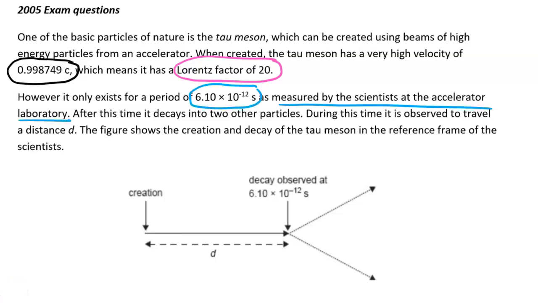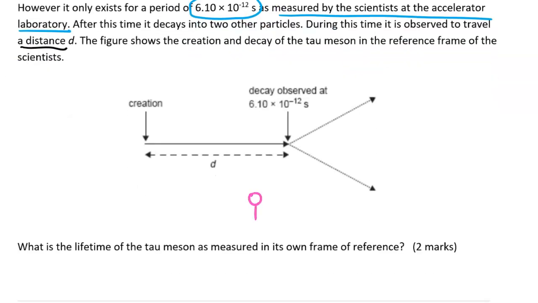After this time, it decays into two other particles. During this time, it is observed to travel a distance d. The figure shows the creation and the decay of the tau meson in the reference frame of the scientists. So these are the scientists hanging out watching it. They've measured this distance d, and they've measured this time here. Before we get into this question, it's asking for the lifetime of the tau meson as measured in its own frame of reference. Let's note down some things we've got here.